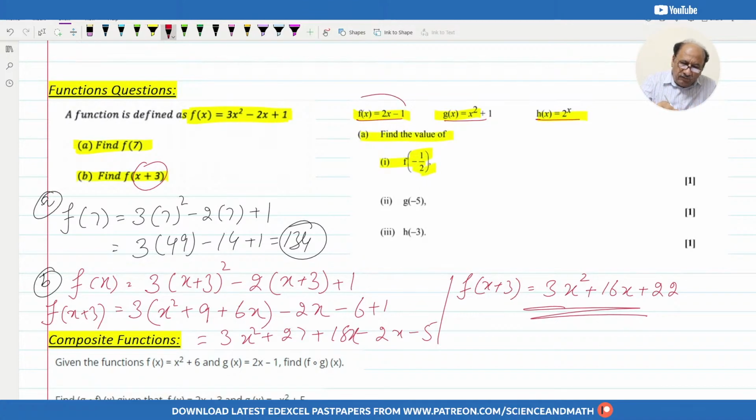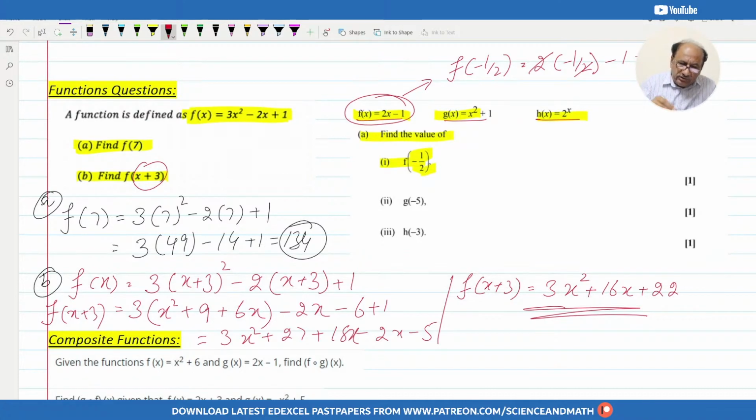So in f of x, we can change x to minus 1 by 2. So f of minus 1 by 2 will be equal to 2 into minus 1 by 2 and minus 1, which will result in, we can basically cancel this 2 with 2, and minus 1 and minus 1 will be minus 2. So this will be the answer for this.